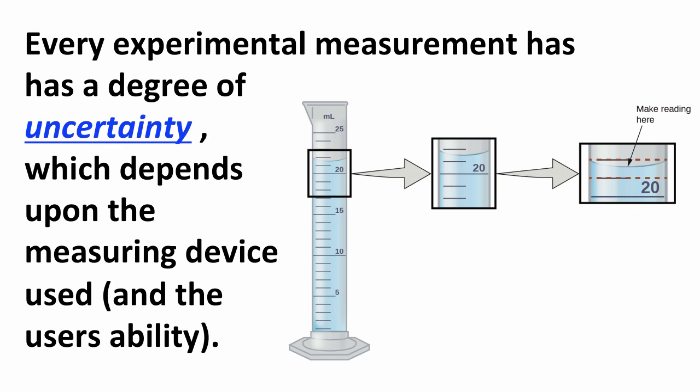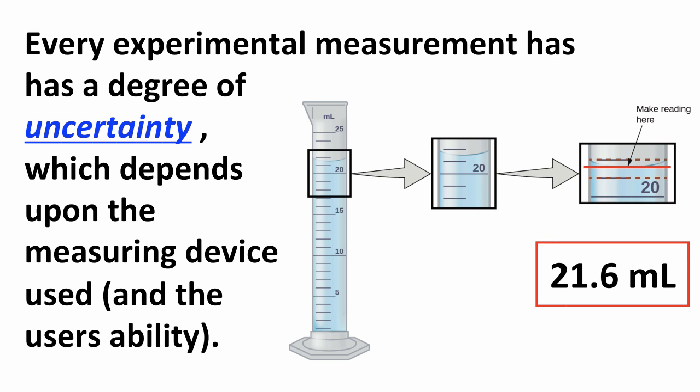If we're measuring the volume in a graduated cylinder, here we're maybe going to estimate that it's between the 21 and the 22, maybe about 6/10 of the way or so. And so here we're estimating to the 10th place because the graduated cylinder has markings for every milliliter, and we're estimating to the 10th of a milliliter.